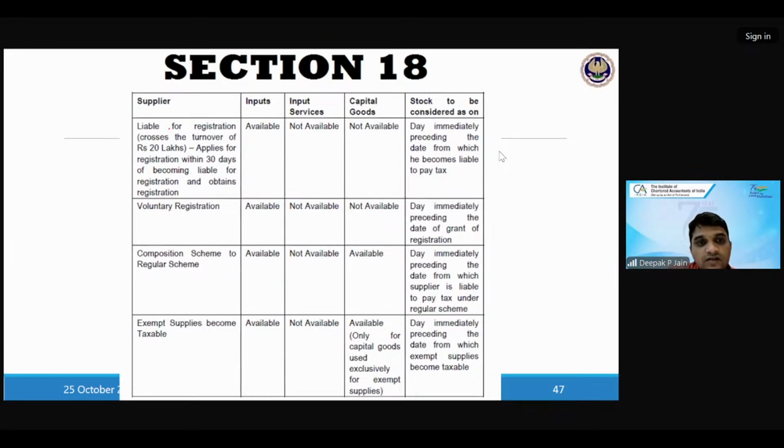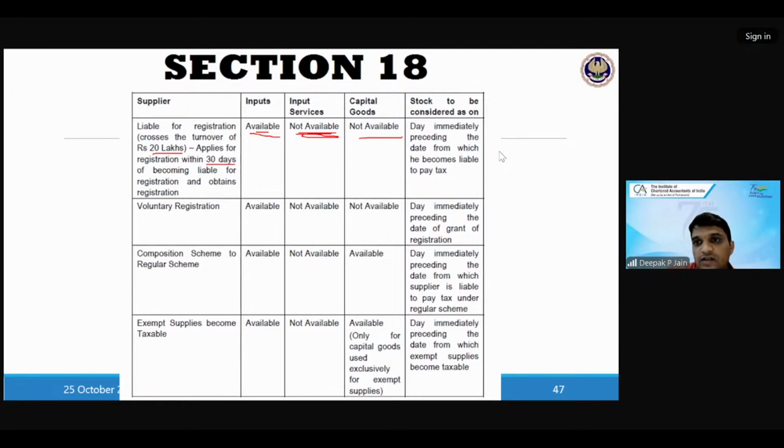See, there are 4 situations. When you are liable for registration and you cross the limit of 20 lakh rupees, say in case of services or in case of other states where the limit is 20 lakhs, you have crossed this and you apply for registration within 30 days and you obtain registration. Inputs, yes, available. Input services, not available. This is very important, because you get credit of only inputs and capital goods. Inputs here means raw materials, semi-finished goods and finished goods. All the 3 are available. Input services is not available to anybody. Capital goods is not available.